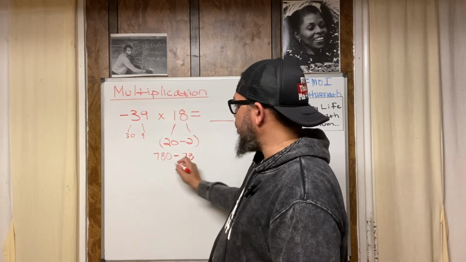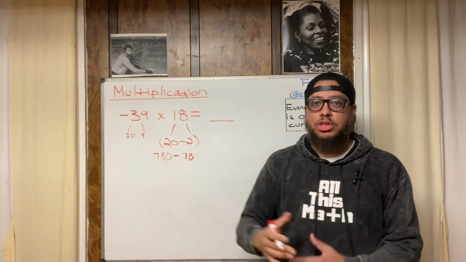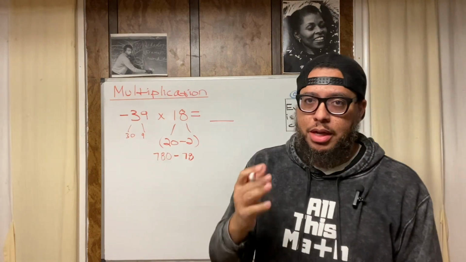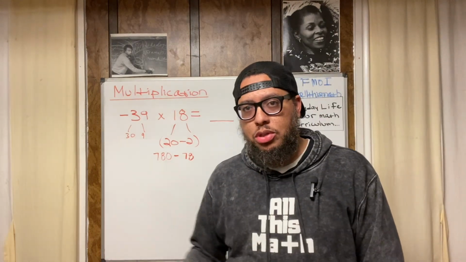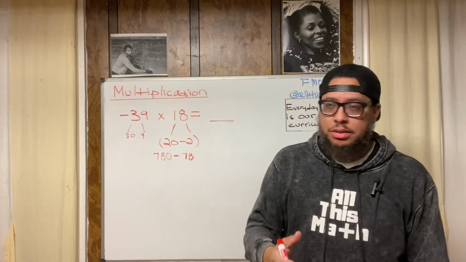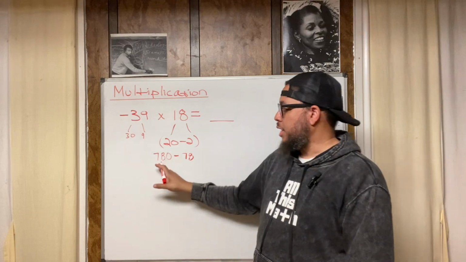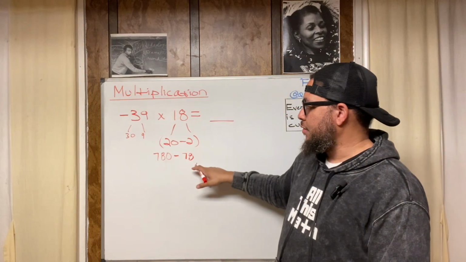Now, when we find the difference between these two numbers, when you subtract, your result is called a difference. That's the mathematical terminology we use most often. You'll see that in a lot of textbooks and in a lot of math curricula. The difference is the result from doing subtraction. So now we just got to do 780, take away 78.